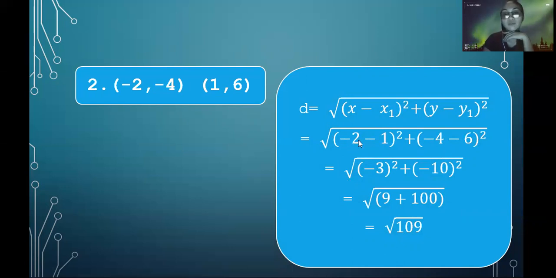So -2 minus 1 is equal to -3, plus -4 minus 6 is equal to -10. So -3 squared is positive 9, then -10 squared is equal to 100. So the square root of 9 plus 100 is equal to the square root of 109. So the final answer, the distance between the points, is the square root of 109.